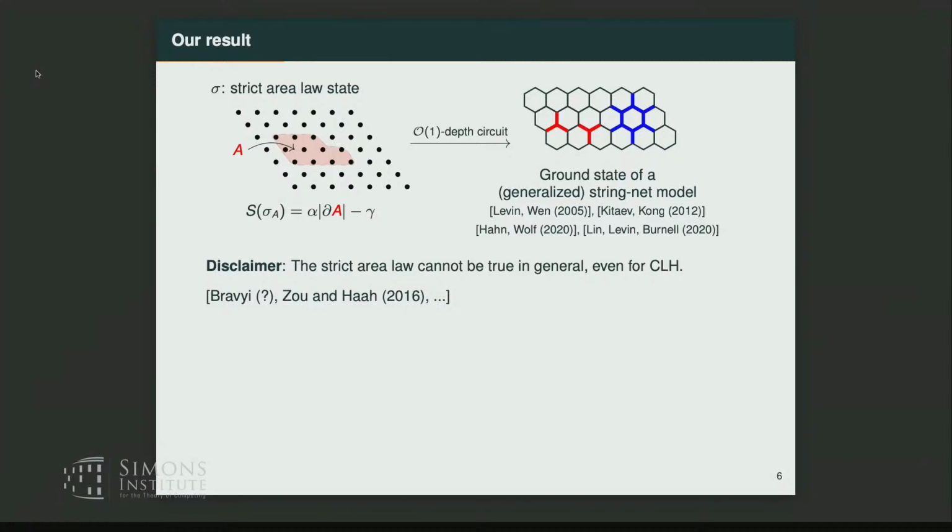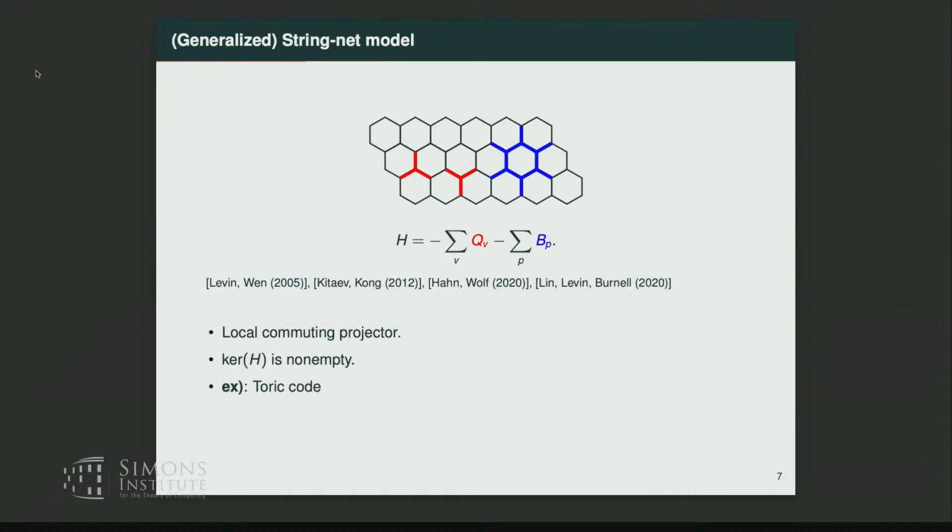Is the generalized stringnet model a commuting Hamiltonian? Good. So yes. Let me talk about that. At a high level, this generalized stringnet model is a local commuting projector Hamiltonian. So on that ground, it's a nice model to deal with. And once you write down the Hamiltonian, say on a disk, it is easy to verify that the kernel of this Hamiltonian is non-empty. This is not always easy, but for this particular family of Hamiltonians, there's a well-known argument for that. And you might be familiar with the toric code. That's just a very special case of this generalized stringnet model.